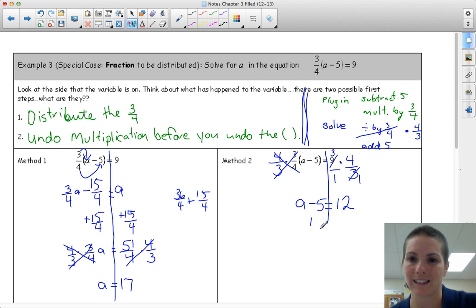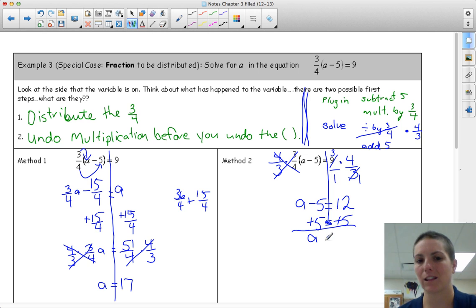And now this is a nice, easy add 5. Oops, I didn't want that equal sign. I wanted a plus sign. Add 5. So that equal sign's not really there. A is equal to 17. Look at the work and look at the work. They are both acceptable. My work will most likely have method 2 on it more often than not.